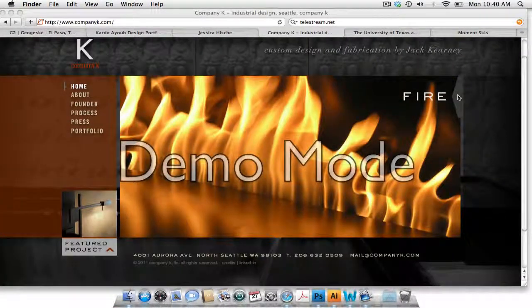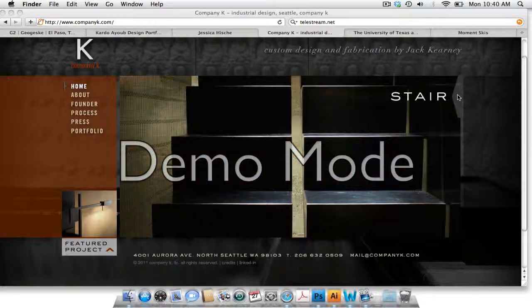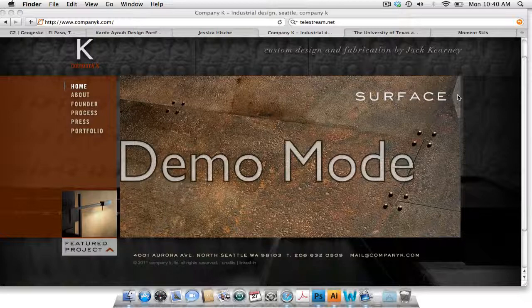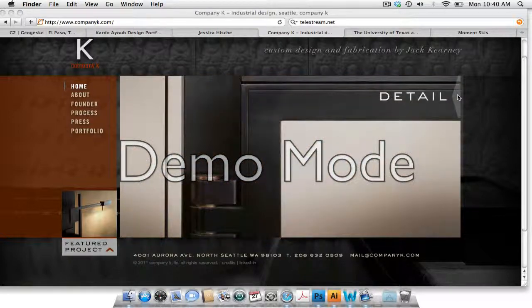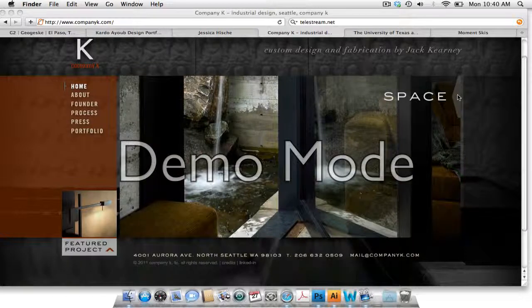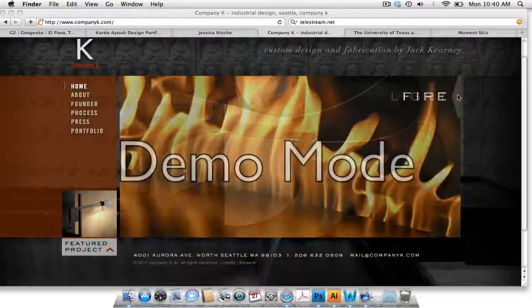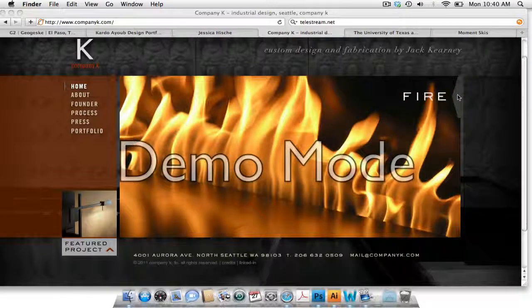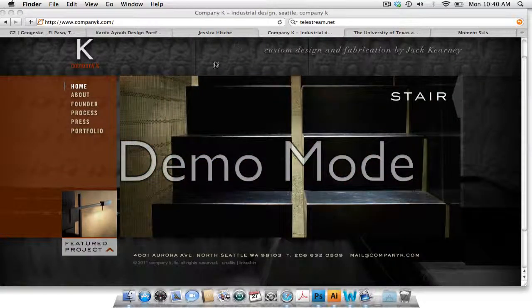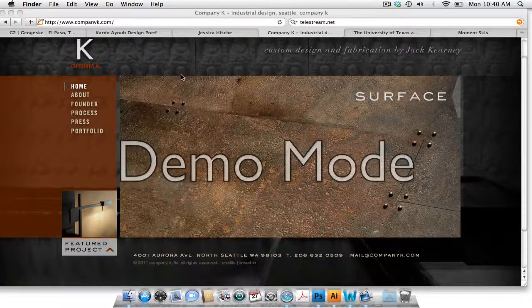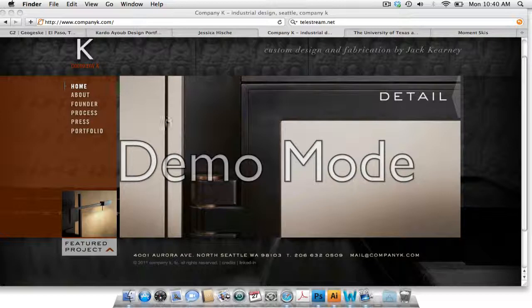I chose Company K as my website for the example. It's basically an interior designer, architect, but I feel like this website kind of captures you and how it uses pictures and words to convey his work, and also the textures in the background make you want to get into the website a little bit more.